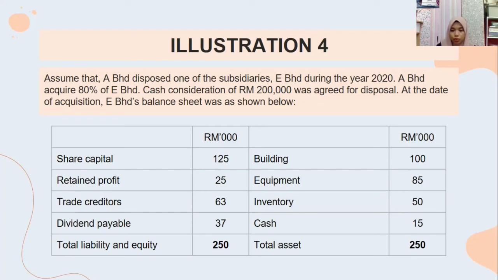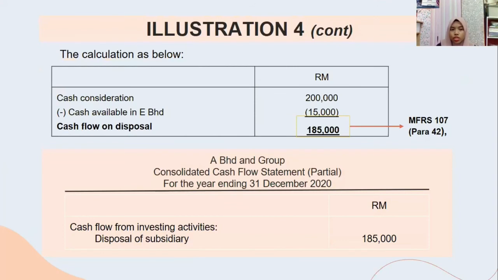So the total asset is 250,000. To solve the solutions of illustration 4, we need to take the cash consideration, which is 200,000, minus the cash available in Eberhard, which is 50,000, and we will get the cash flow on disposal. Under MFRS 107, paragraph 42, the amount of 185,000 needs to be disclosed in the consolidated cash flow statement.